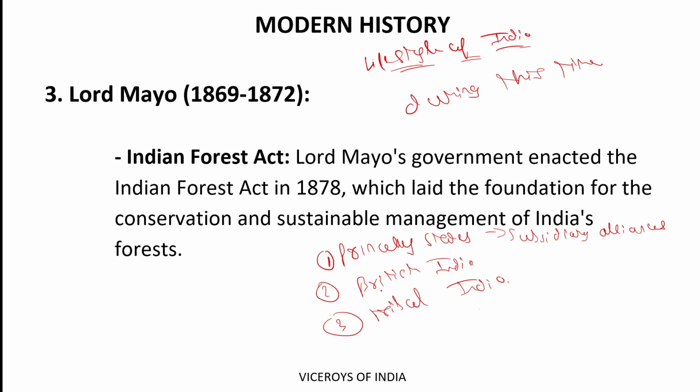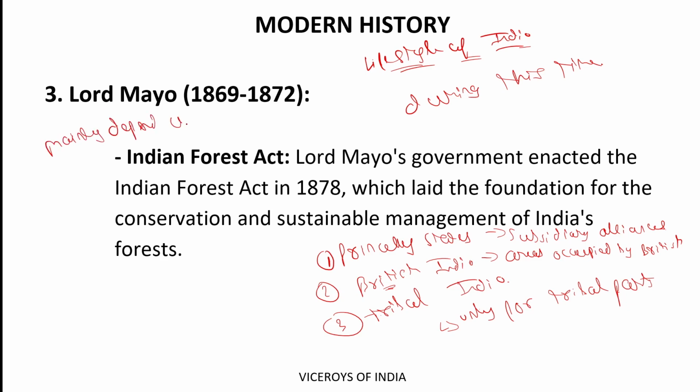Second one was British India, the areas occupied by the British. And the third, tribal India, only for tribal parts. Various tribes were living in India at that time. They still live in India even today. Various tribes were living in India during this period, and they mainly depended upon forest.